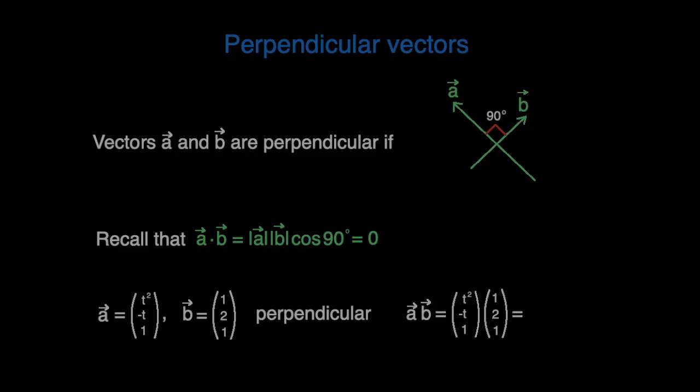The scalar product of A and B is equal to t squared minus 2t plus 1. So we need to find t so that this is equal to 0. Now notice that this expression is simply (t minus 1) squared, so t is equal to 1, which is the value of t for which the vectors A and B are perpendicular.